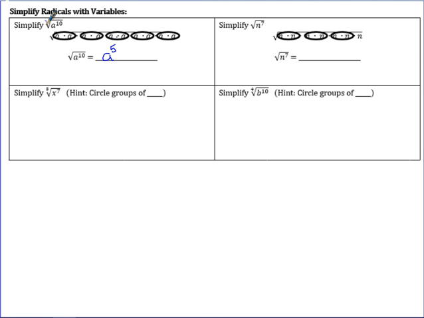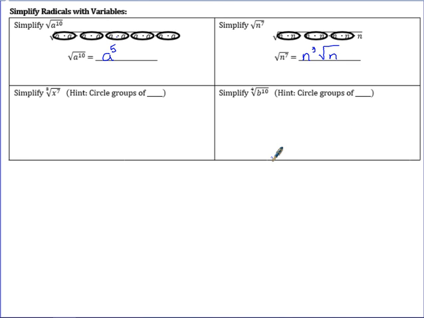So if I have a square root, my index here is 2. 10 divided by 2 is 5. Okay, when you have something that doesn't work evenly, again, you can draw this. So there's 7 n's here. There are 3 groups of 2, so that would be n to the 3rd on the outside, and I'm left with 1 on the inside.